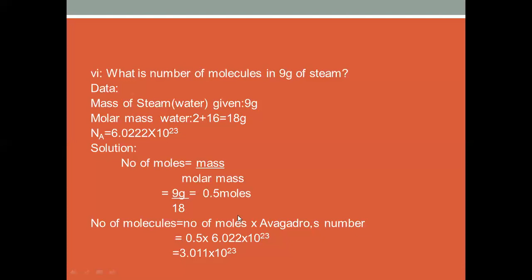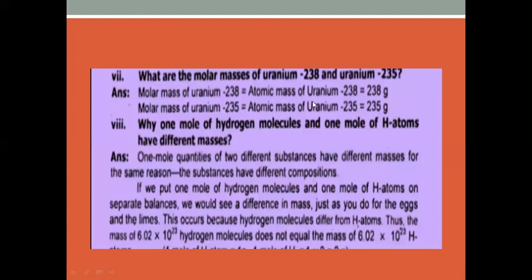Okay, so in this numerical you have to use two formulas. One formula for the number of moles, and then finally for the number of molecules. Just learn these two formulas, so this question is very easy for you to do. What are the molar masses of uranium-238 and uranium-235?